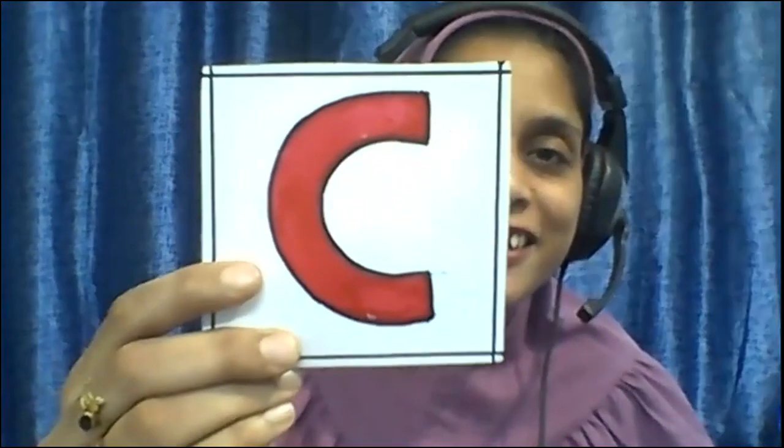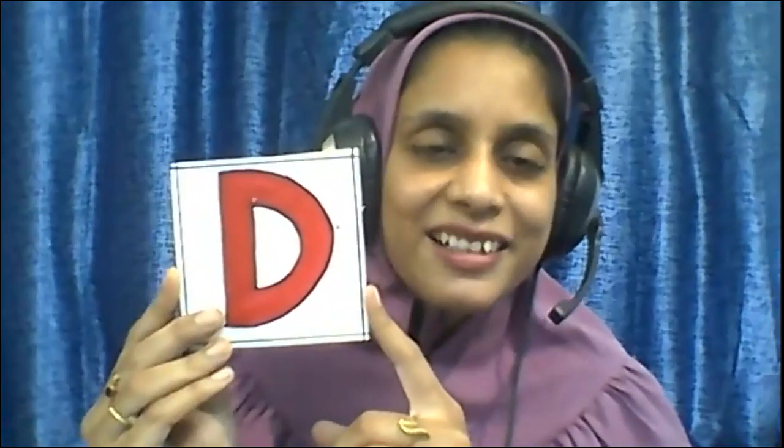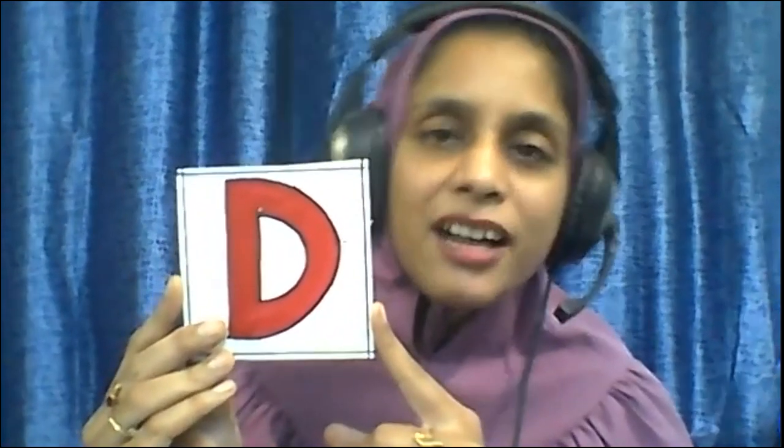Then, which letter is this? Ye kaun sa letter hai? This is letter C. C says ka. C ka cat. And which letter is this? Come on, say letter D. This is letter D. D says da. D da doll. So in your English copy, we are going to write all the four letters today.